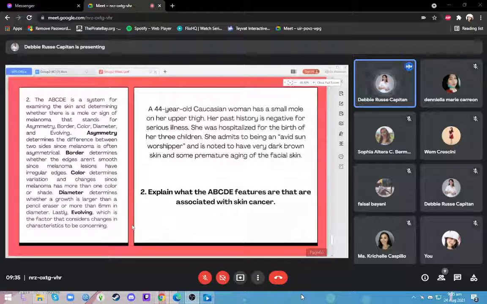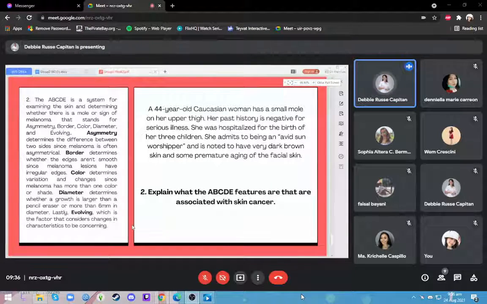For the next question, explain what the ABCDE features are that are associated with skin cancer. So, the ABCDE is a system for examining the skin and determining whether there is a mole or sign of melanoma that stands for asymmetry, border, color, diameter, and evolving.